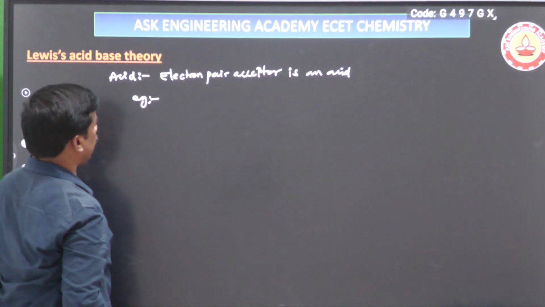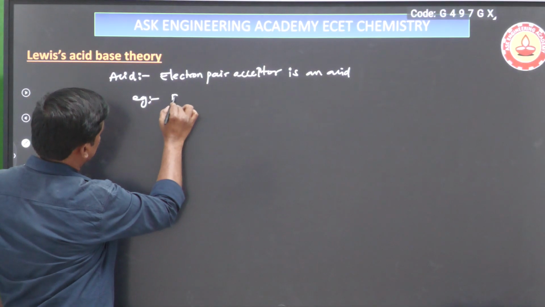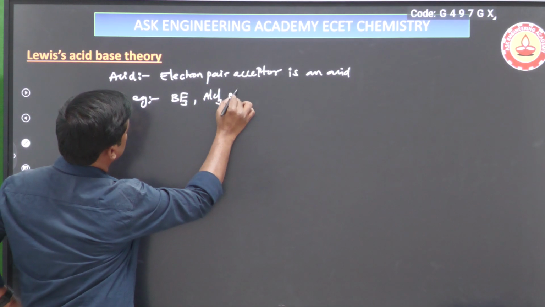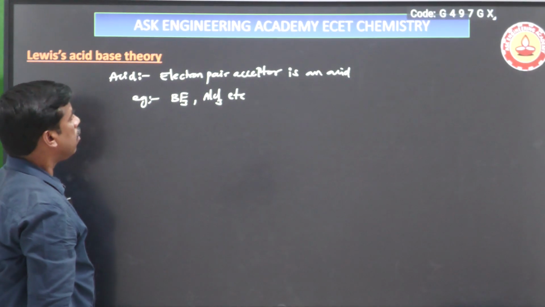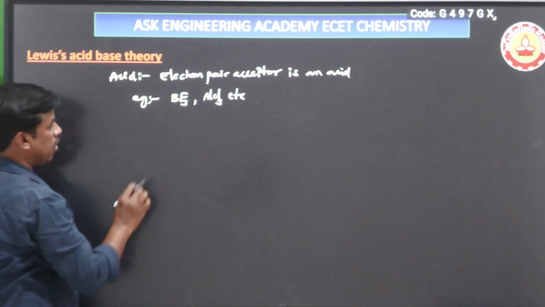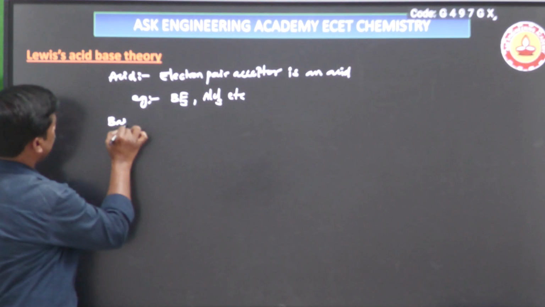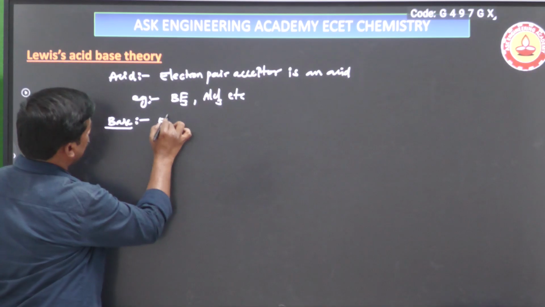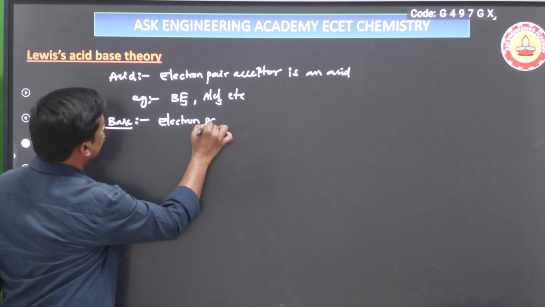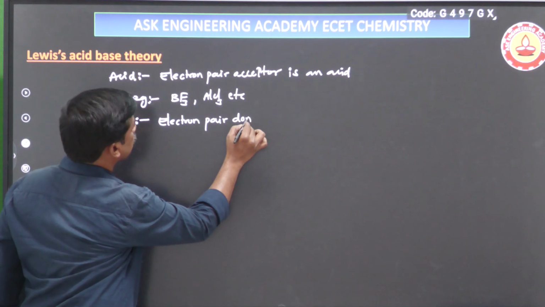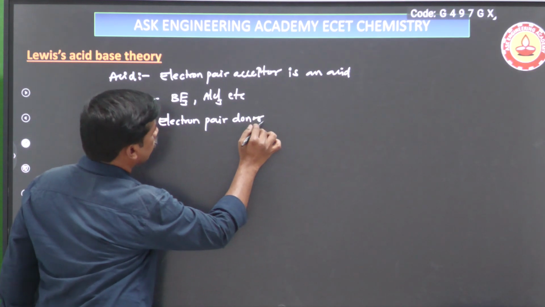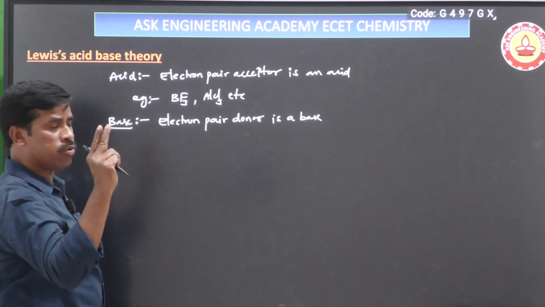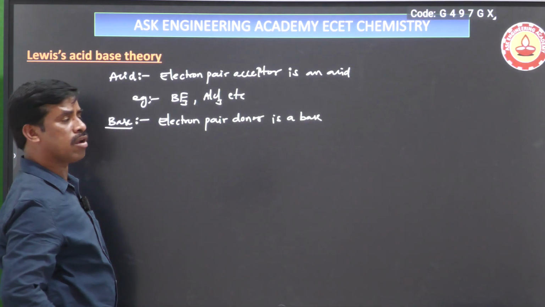Electron pair acceptor is an acid. What are examples? BF3, AlCl3, etc. are said to be what? According to Lewis, acids. According to Lewis, what is the base definition? Lewis base: electron pair donor is a base. Electron pair donor means a couple of electrons which can be donated to another compound.